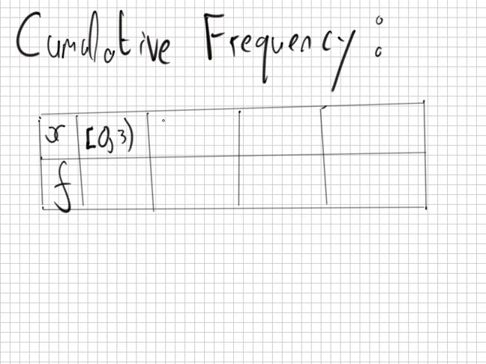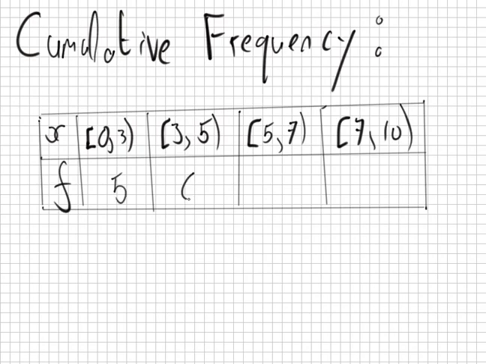0 to 3. 3 to 5. 5 to 7. 7 to 10 as an example. So here, what you've got is a frequency table. There are 5 pieces of data which are between 0 and 3. There are 6 pieces which are between 3 and 5. There are 2 pieces between 5 and 7, and then there are 3 pieces between 7 and 10.